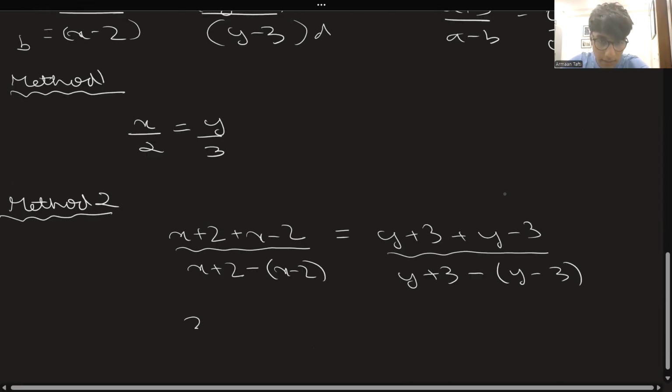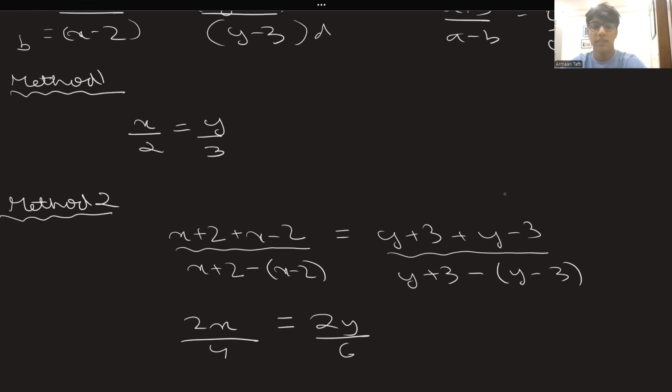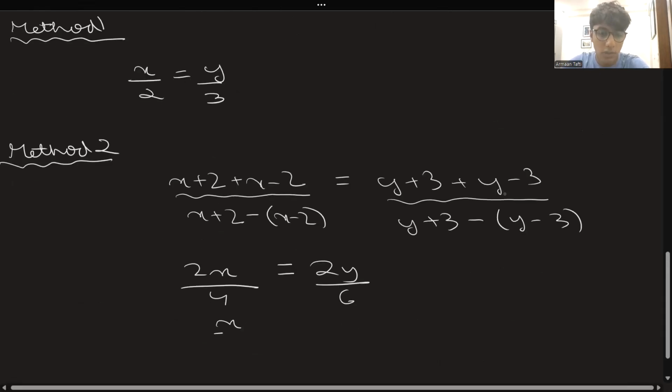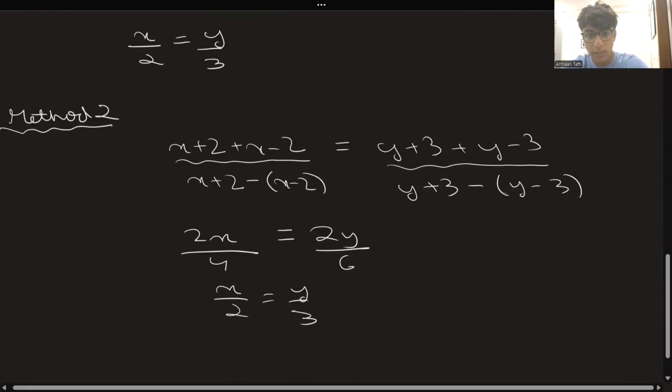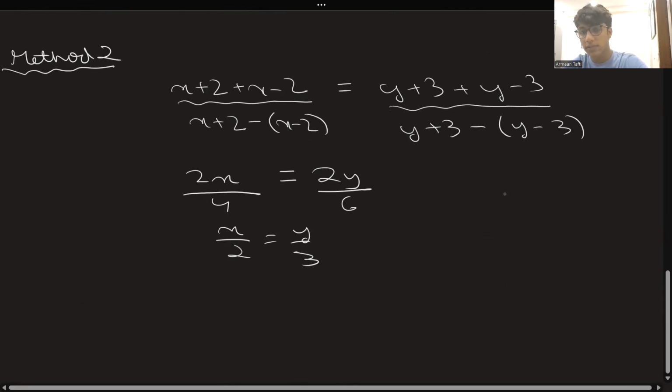Then we get 2x minus 4, 2x, sorry, 2 minus 2 is 0. And we get x minus x is 0, 2 plus 2 is 4, equals 2y by y minus y is 0, 3 plus 3 is 6. And now if we simplify this, we get x by 2 equals y by 3, which is the same as before. So whichever one you directly spot, I would say in an examination condition, use method 2 because that's how it's normally taught in schools. So teachers will understand it better.